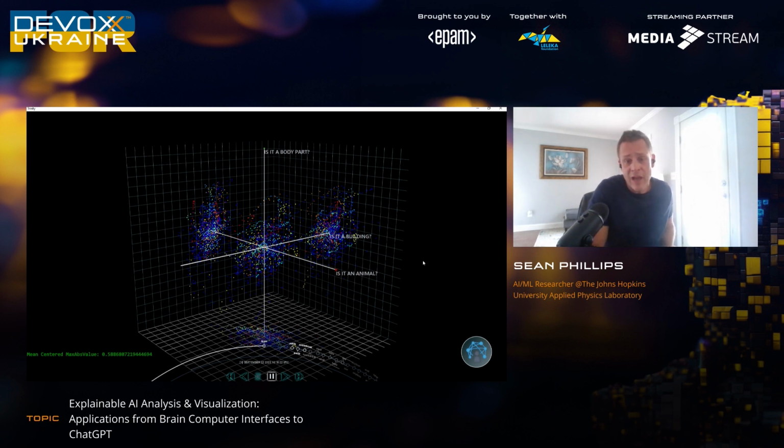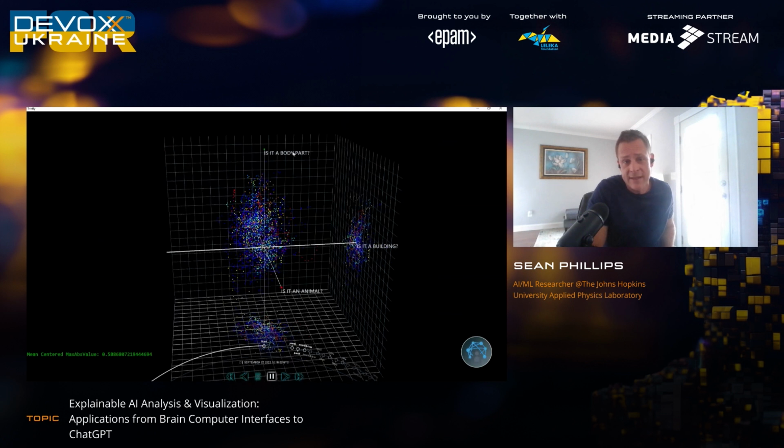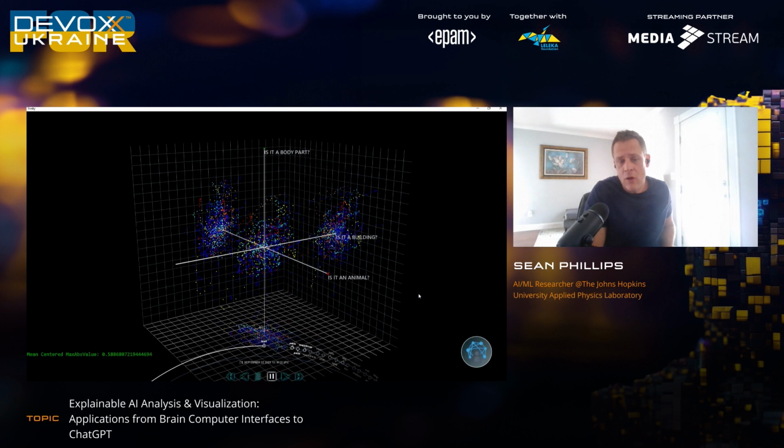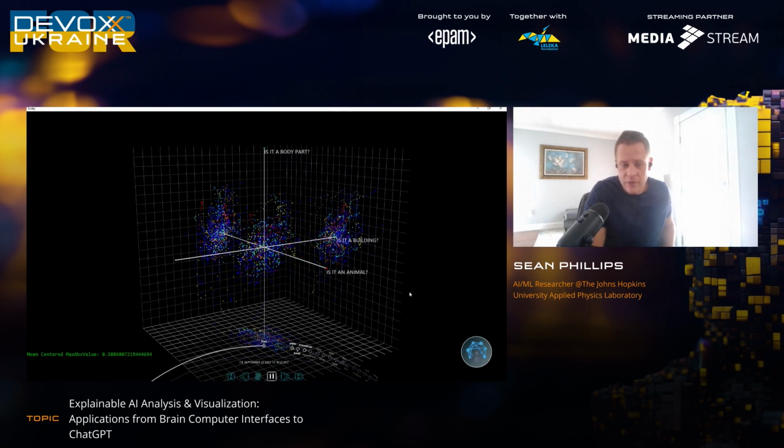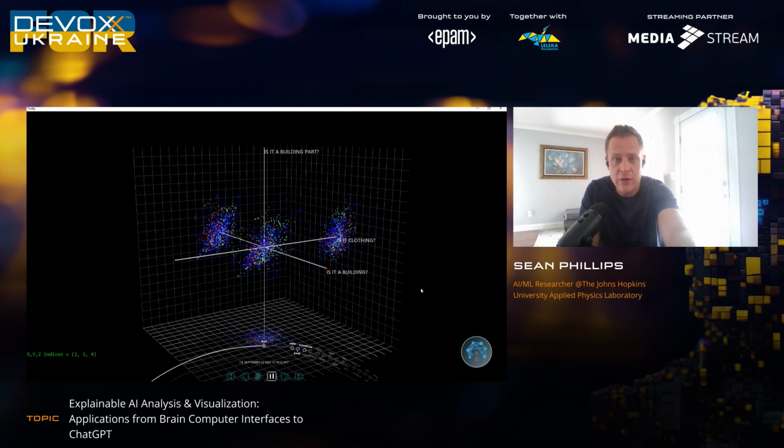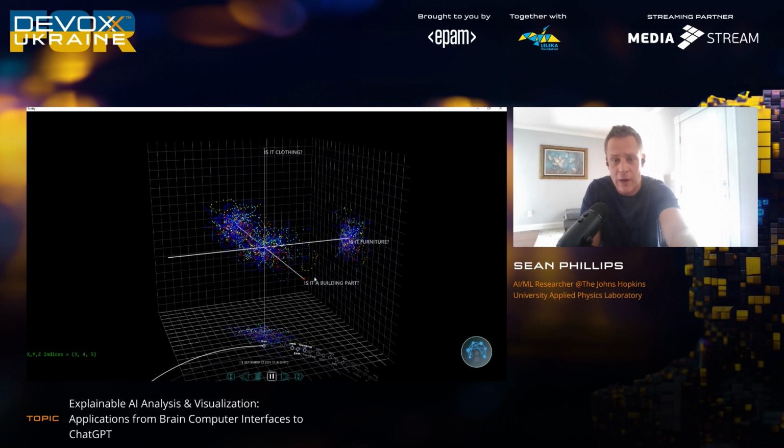So you can see, for example, right now we're looking at the axes as is it a body part? Is it a building? Is it an animal? And there are multiple dimensions. So I'm going to just shift through the dimensions, and you can see I'm just hitting a button on the keyboard, and I'm choosing which dimensions I want to look at this moment.